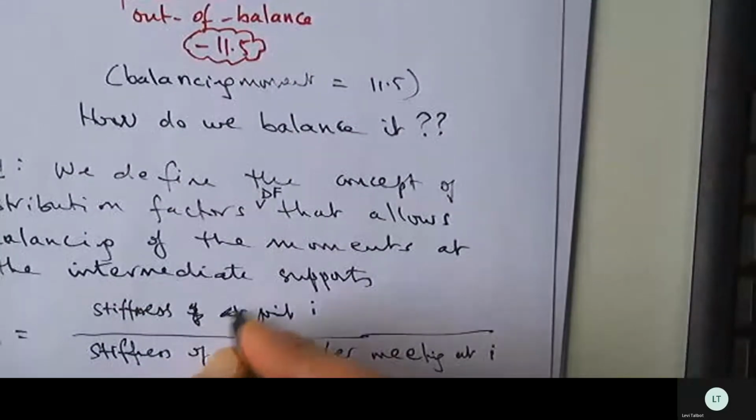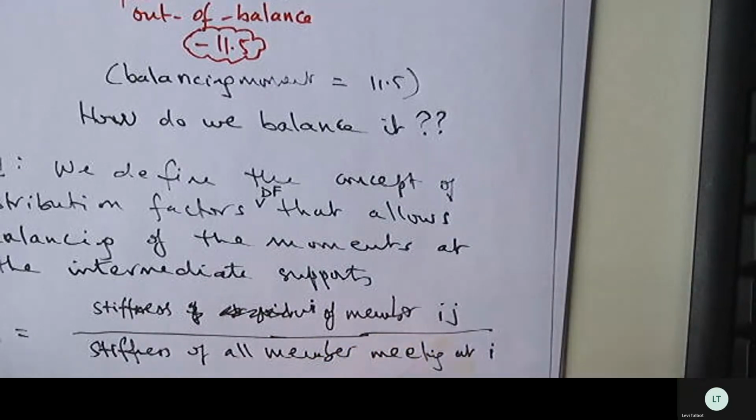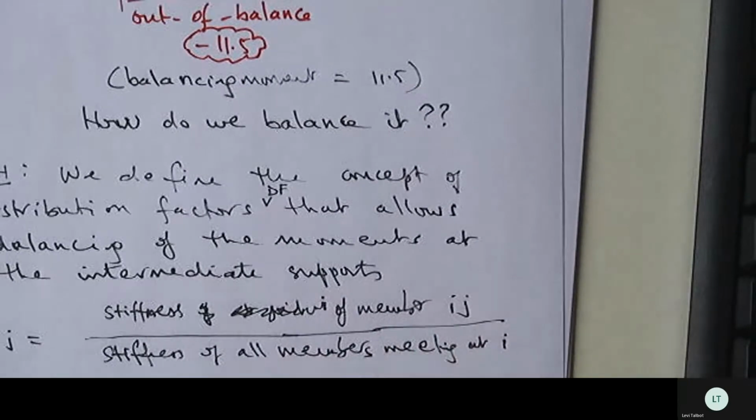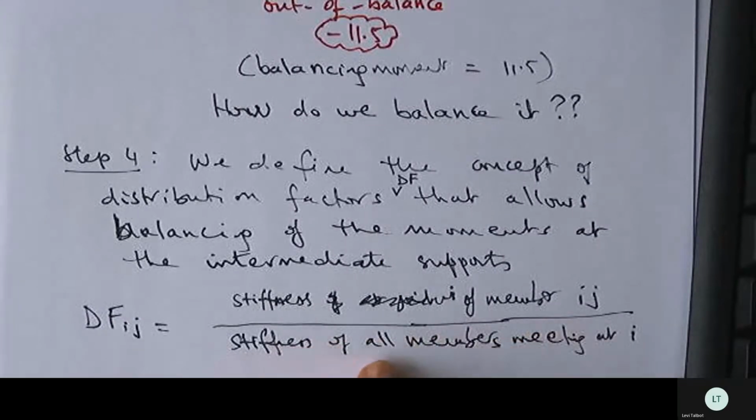Look, I'll make it clear. The stiffness of member Ij, divided by the stiffness of all members meeting at I. IJ is just a member IJ. Now we can use it for AB and BC. So for AB, IJ will be AB. For BC, IJ will be BC.